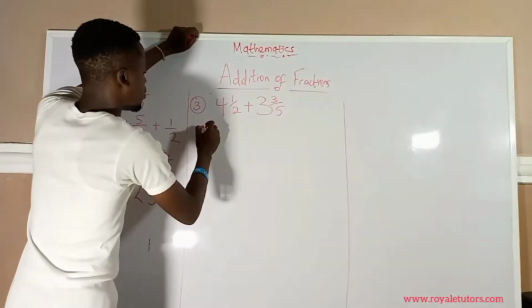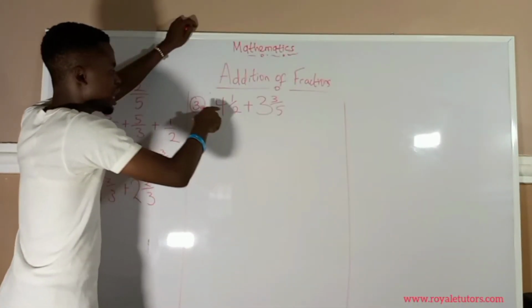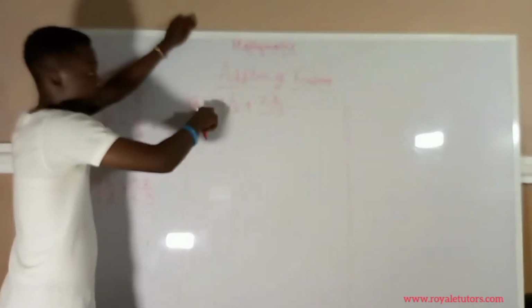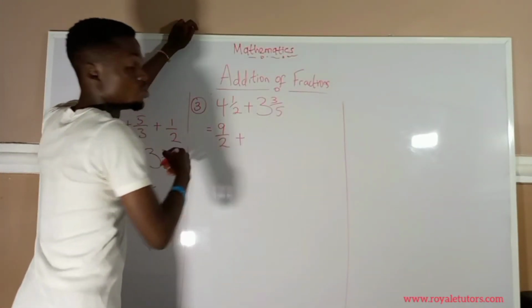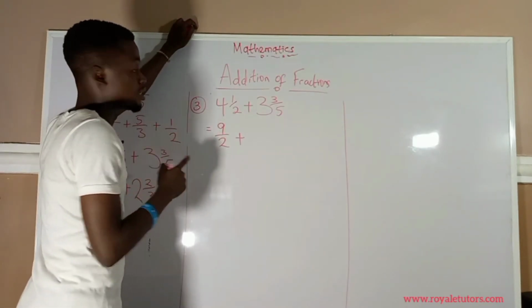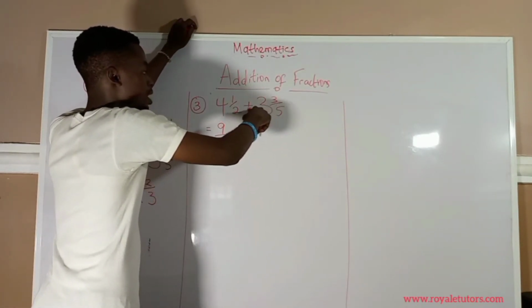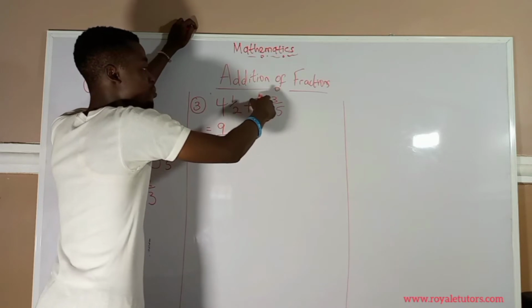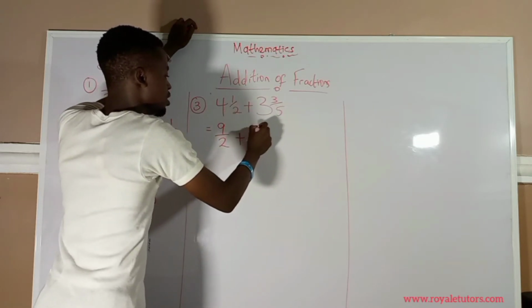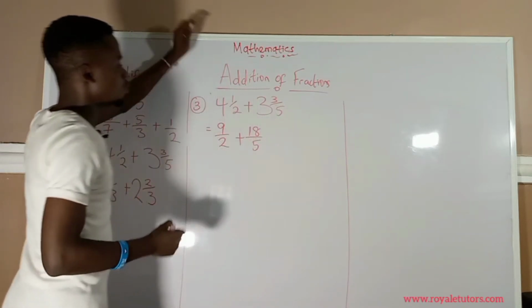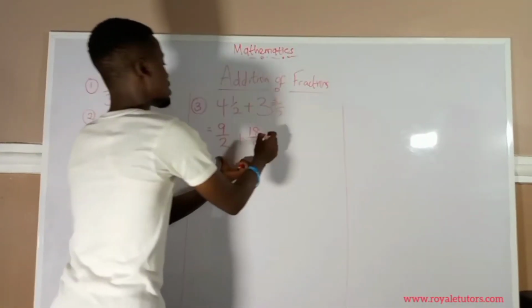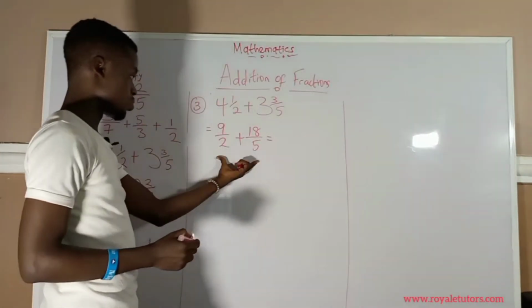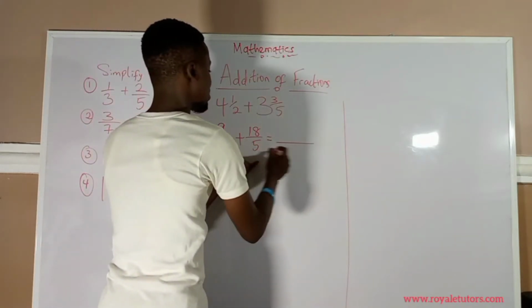If you want to change this one to an improper fraction, it will be 2 times 4, 8, plus 1, 9 over 2. We did this in the video we did on fractions when we started. Then you have 5 multiplied by 3, 15. 15 plus 3 is going to give us 18 over 5. So we've changed the mixed fractions to improper fractions. Now don't forget how we said we used to add them together.